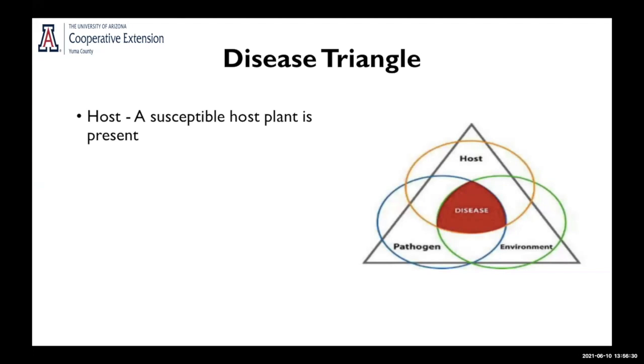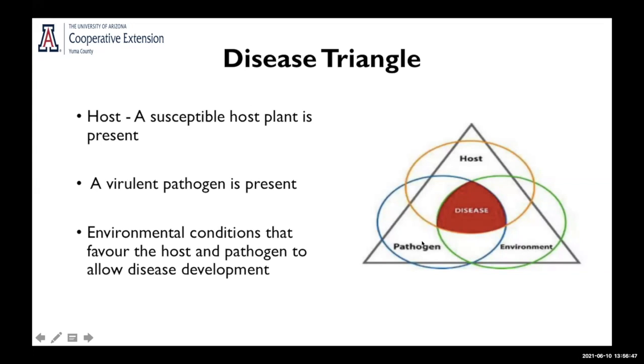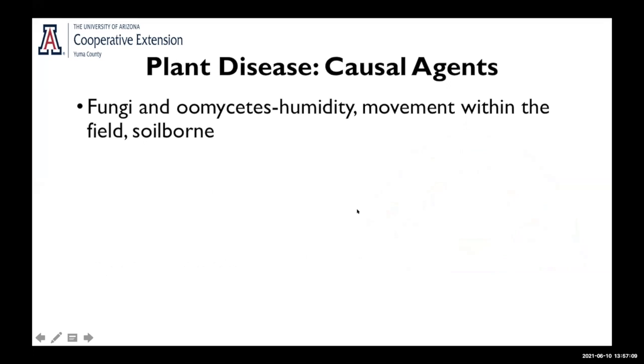So what do you need to do the diagnosis? A correct diagnosis is very important to manage the disease. As you can see in the disease triangle, you need to have a host that is susceptible, and then you need to have the pathogen that's virulent, and you have environmental condition that favors the host and pathogen to allow disease development. But if you cannot diagnose what the pathogen is, then you cannot do anything. Just the same way, you also need to know your host plant, and you also need to understand the environment. But correct diagnosis of the causal agent is the crucial part in managing a disease.